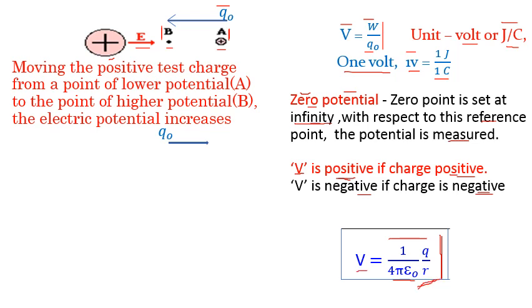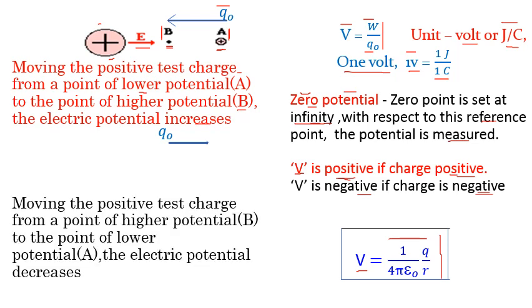Yes, from the formula you can say about this. V is inversely proportional to r. So the more the r, the less the V, or vice versa. From the formula only you can say which point is at lower potential and which point is at higher potential. That's why, of course, point A is at lower potential because A is farther from the charge than B. That's why when we are moving from A to B, potential goes on increasing. And in the opposite case, when we are moving from B to A, potential goes on decreasing.